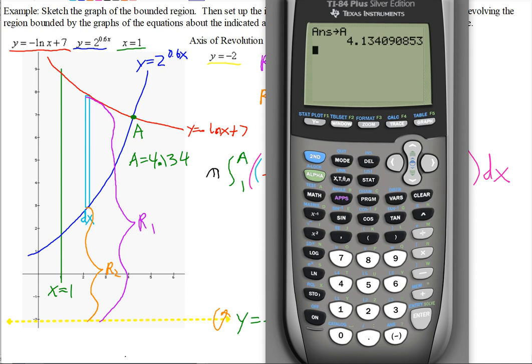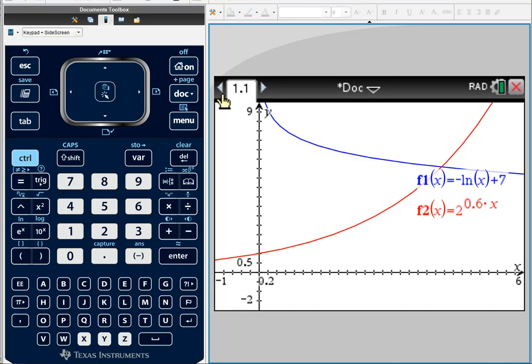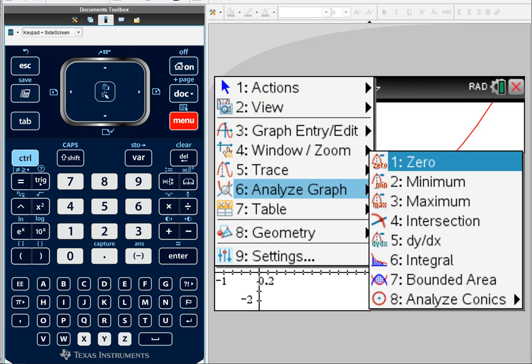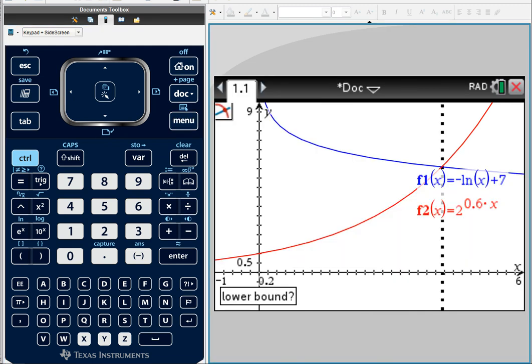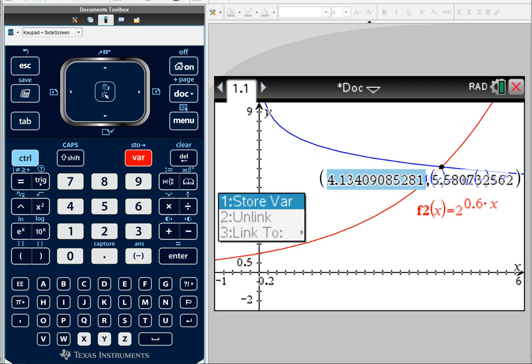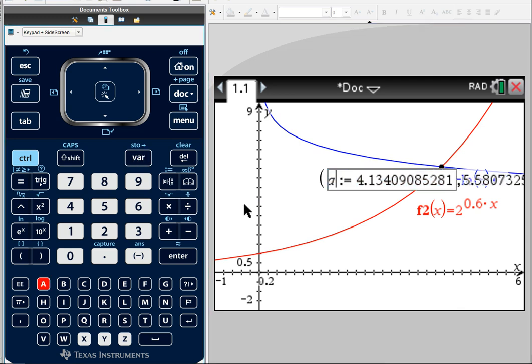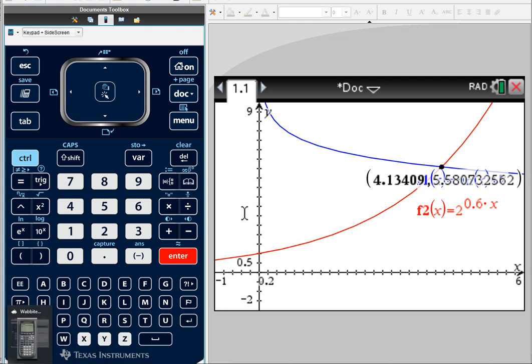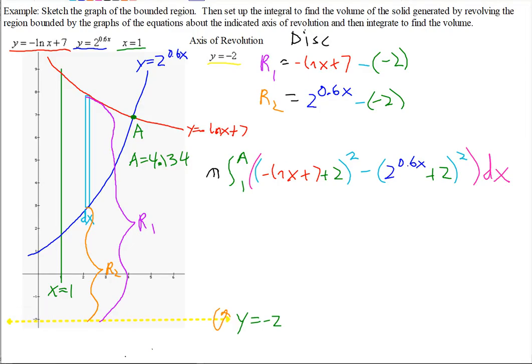And then on the Inspire, you just go menu, analyze graph, and then intersection. Lower bound, just move the dotted line to the left of it. Upper bound, move it to the right of the point of intersection, and then there it is. Highlight, we just want the x coordinate. Hit the var button, store, and then hit A and enter. All right, now all that's left is to enter this integral in our calculator right here. So let's start with 84.